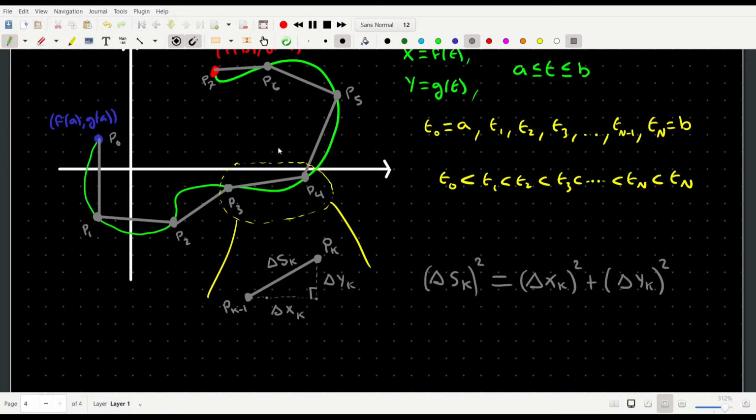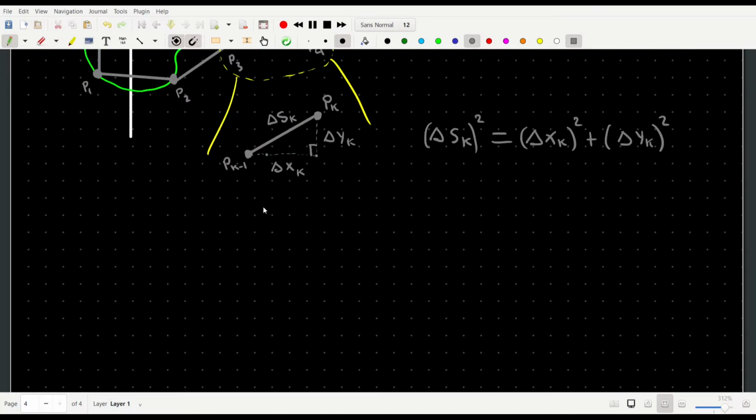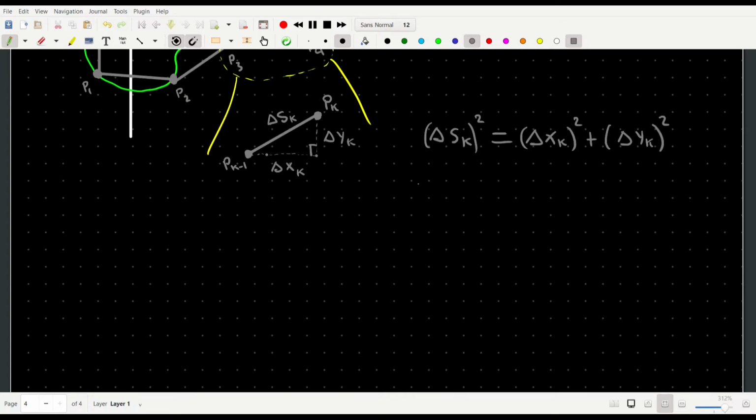So it's true in general for any k, for any number of partitions, or for any number of segments in our partition. This formula right here is going to be the key for us, because we know that delta sk then will be the square root of delta xk squared plus delta yk squared.